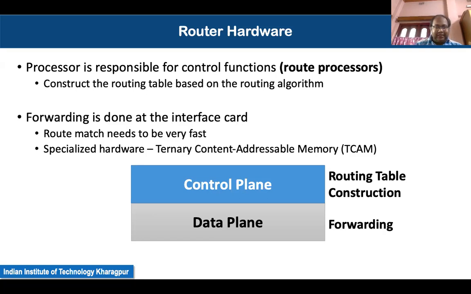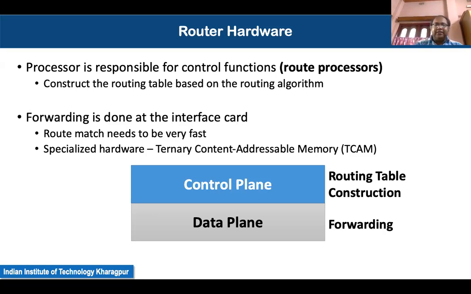One of the major reasons the router becomes very expensive is the specialized hardware, like the TCAM, which is used inside the router. Because of this TCAM, the router becomes very expensive compared to normal layer 2 switches.